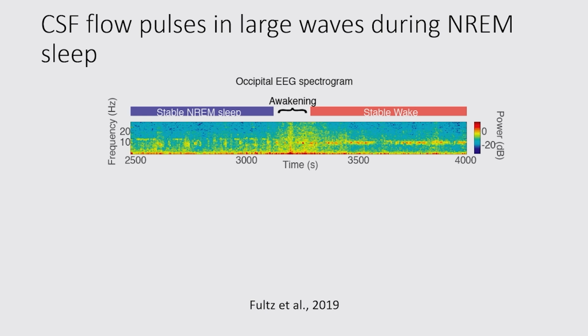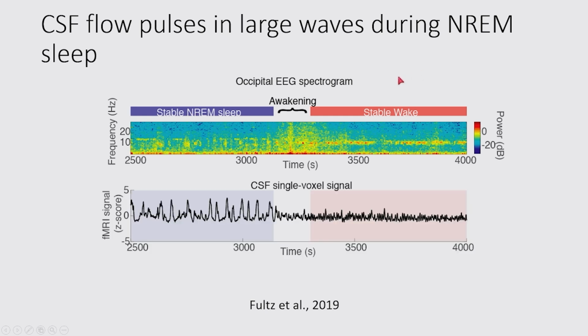This is an example of EEG if somebody's sleeping inside the scanner. So here they're asleep and here they're awake. And you can see that when this person is asleep, the CSF starts to pulse in these really huge low-frequency waves, about once every 20 to 30 seconds.